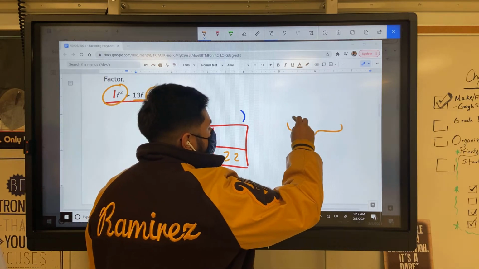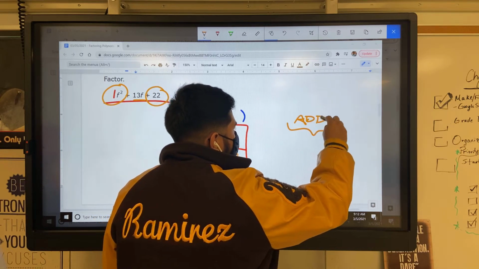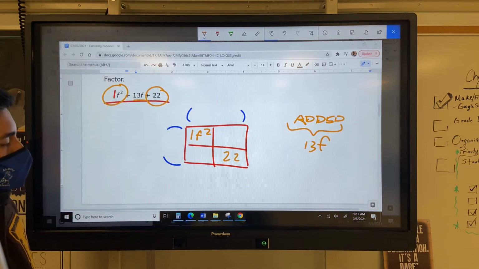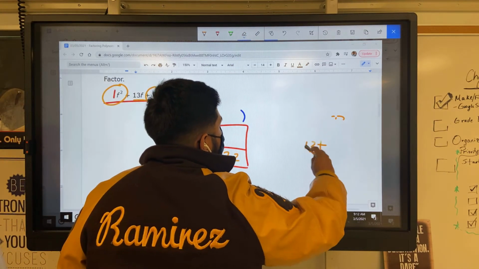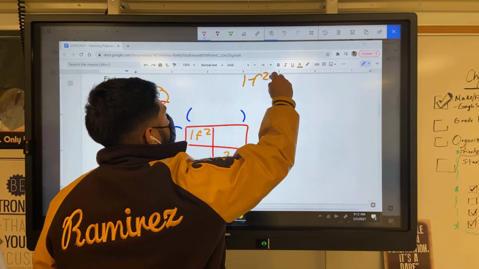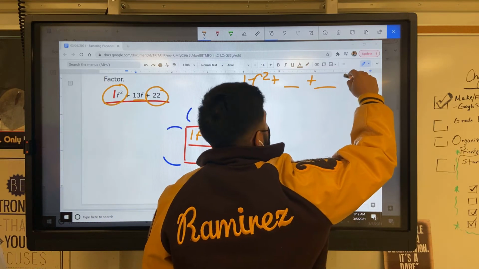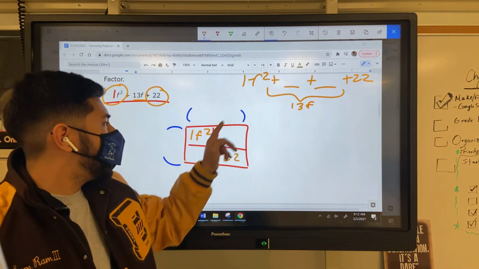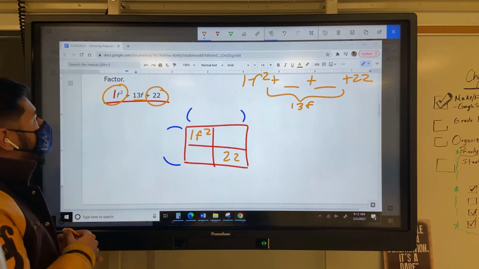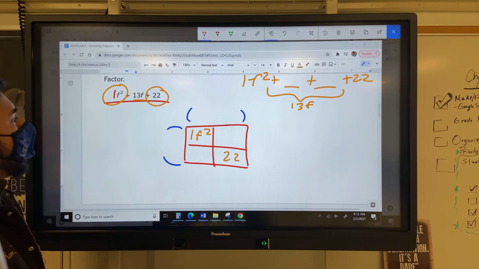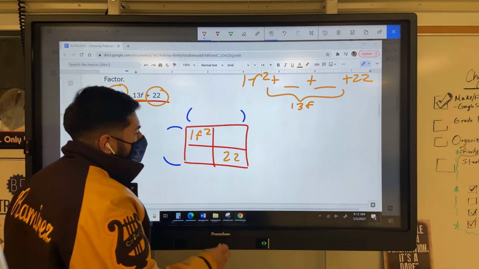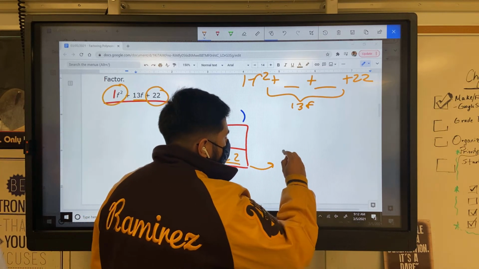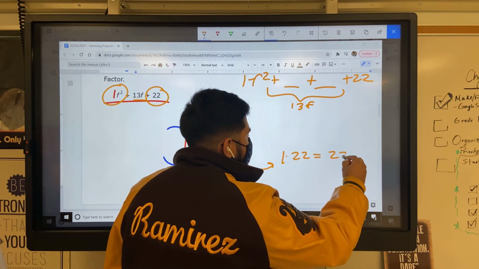So we know that we had something here that added to 13f. Okay, so how do I do that? Well, let me write this a little higher. So we had 1f squared plus something plus 22, and those two somethings gave me 13f. Okay, so how do I find out those two numbers that are missing? The way we do it is we're going to do a times c, and we're going to find the factors. So what does that mean? So we're going to take 1 times 22. What's 1 times 22? 22, so I'll write it here. 1 times 22 equals 22.